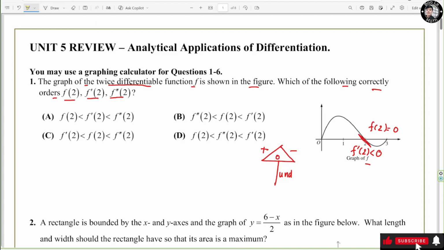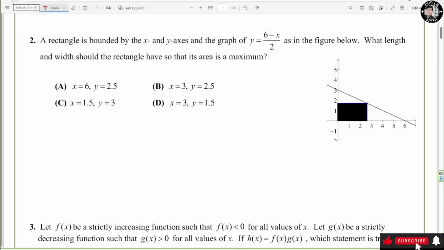Right at x equals 2, the function is concave up, right? So it tells us that f double prime of 2 is greater than 0, right? So the answer must be C, right? Now let's move on to question 2.